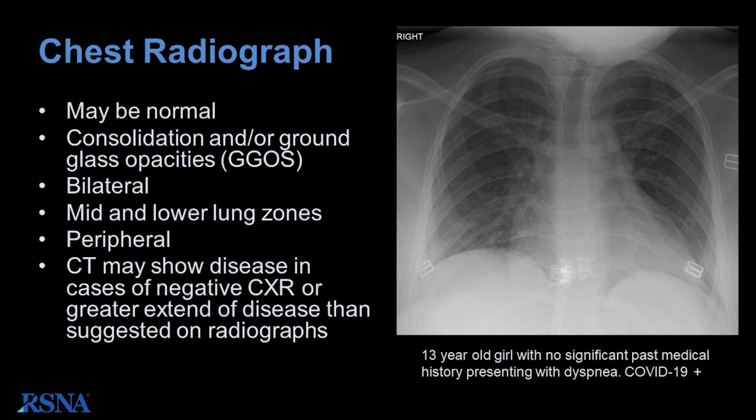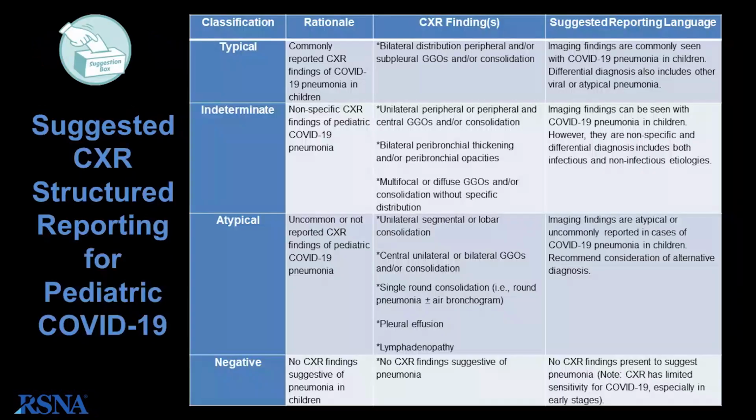However, as with many things, CT often shows a greater extent of disease than chest radiographs, or may show these in patients who have negative chest radiographs. In our paper, we created 4 categories for structured reporting of chest radiographs in pediatric patients with suspected COVID-19 to help improve confidence for practicing radiologists.